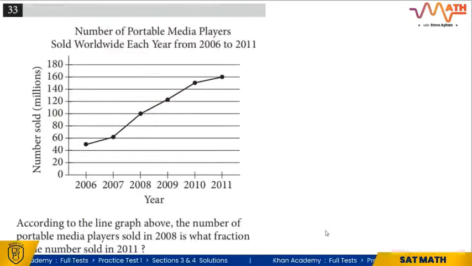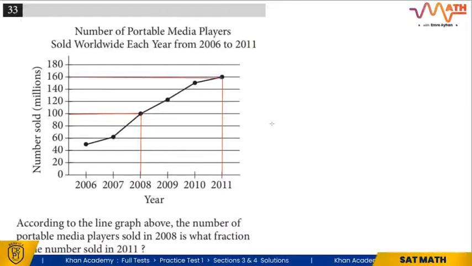33. According to the line graph above, the number of portable media players sold in 2008 is what fraction of the number sold in 2011? When you look at 2008 first, this is like 100, right? In 2011, it is 160.